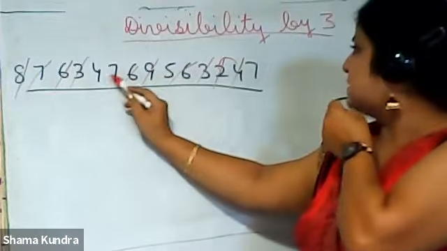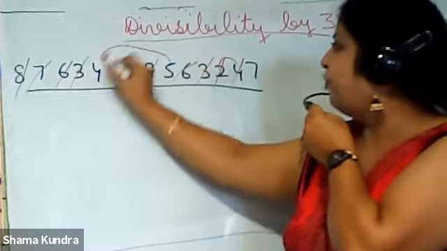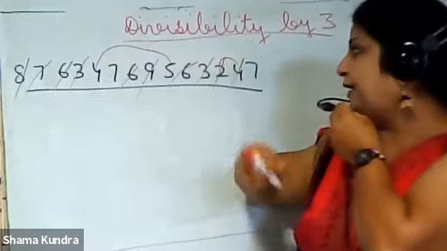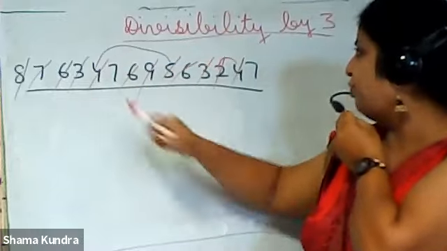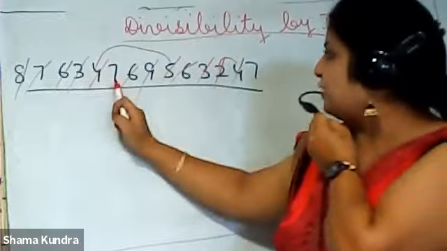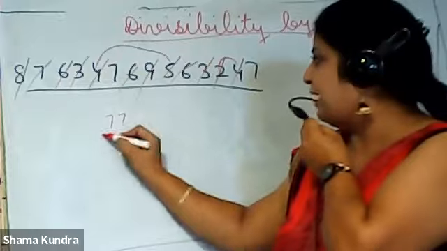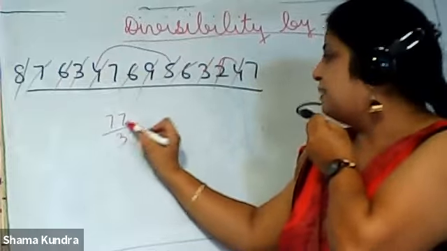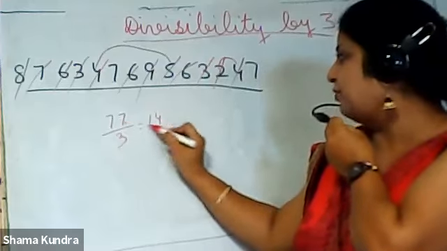Next, 4 plus 5. 4 plus 5 is 9, and 9 comes under the table of 3. So I will cut 5 and 4. Now I will be left with 7 and 7. Now I have to divide by 3. Simply add these two numbers, 7 plus 7. What will you get? 14.